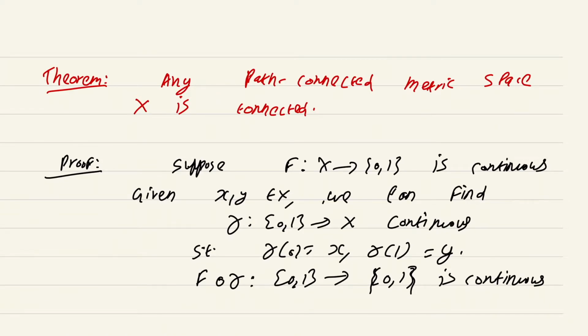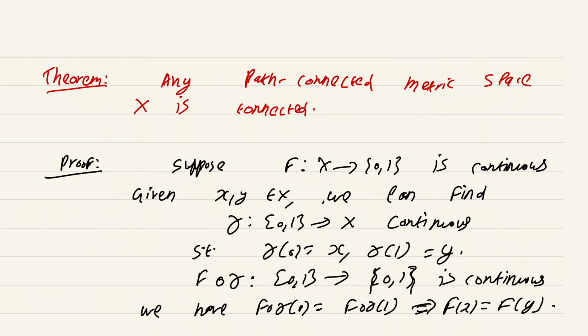But because [0,1] is connected, we have f∘gamma of 0 is equal to f∘gamma of 1, which just means f of x equals f of y. So in other words, we have shown that the function f is constant. So this quickly disposes of the proof that any path connected metric space is connected.